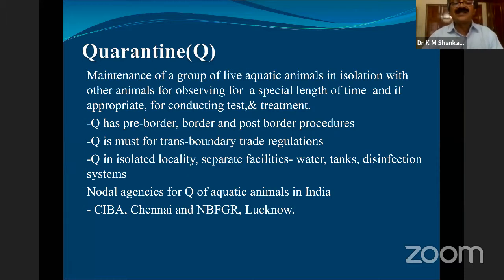Quarantine should have an isolated locality away from the town, away from the village, wherever farming activity is, and should have separate facilities for that, meaning water, tanks, disinfection facilities. The water you are letting out should be disinfected, otherwise you are taking the pathogen to your environment. So there are nodal agencies for quarantine of aquatic animals in India, RGCA in Chennai and NBFGR in Lucknow, for freshwater as well as brackishwater, meeting the requirements. Next one, please.